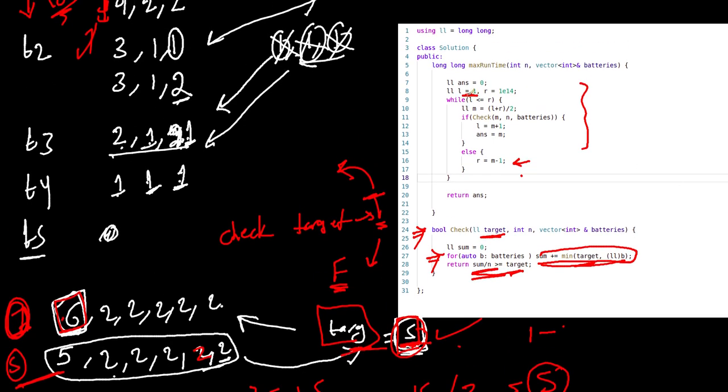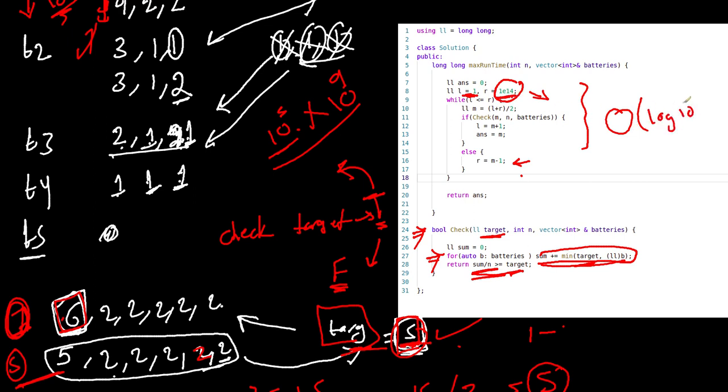And initially we set the left value to 1 and R to the max value, because here we have 10 to the power 5 as the length of the array, multiplied by each value of 10 to the power 9. You can modify this value by calculating the average, but this should work. The time complexity is big O of log of this value, multiplied by the complexity of the check, which is n.